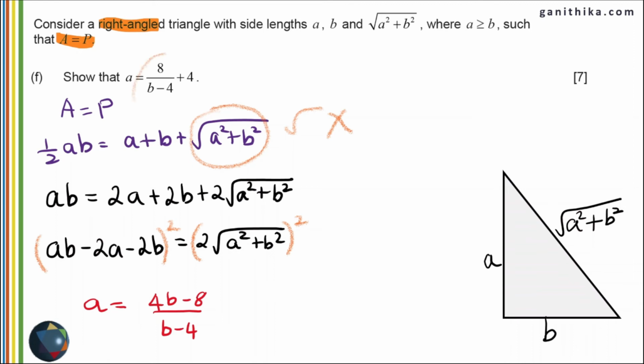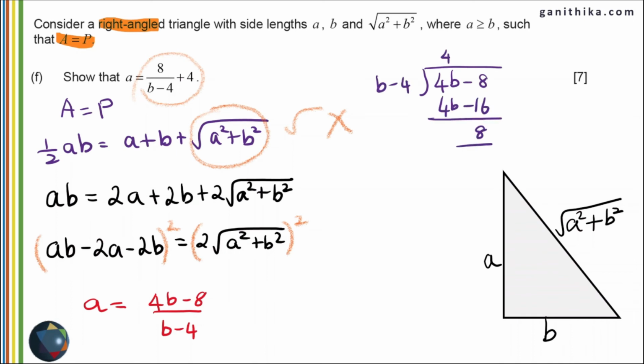But I would prefer to divide the numerator by the denominator, do the polynomial division and use the division algorithm to write this in this form, which is the same form as given in the question. This looks easier for me than manipulating minus 8 as minus 16 plus 8. Again, the process is left to you. You can use any method to simplify 4b minus 8 over b minus 4 to this expression.